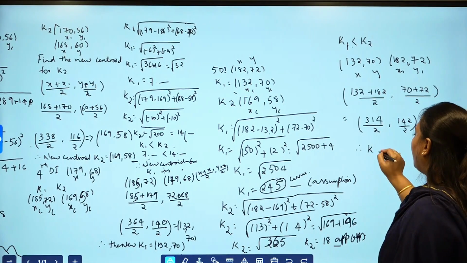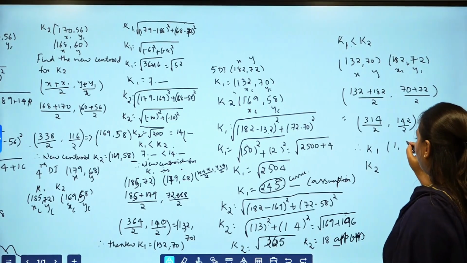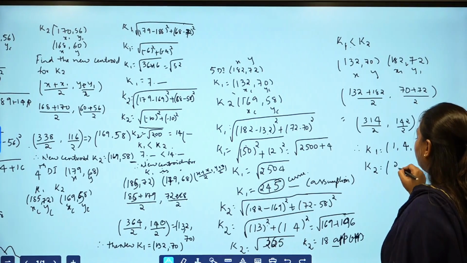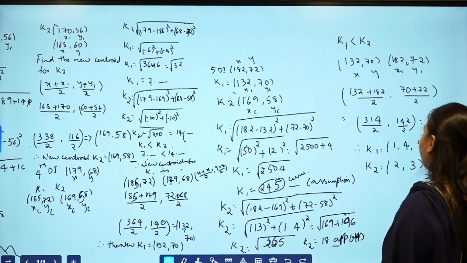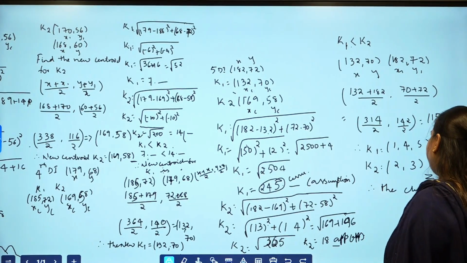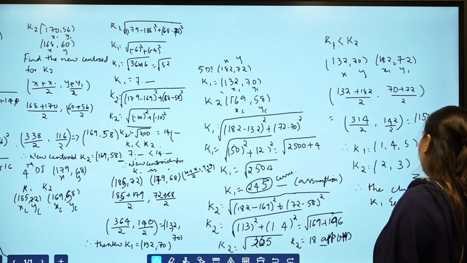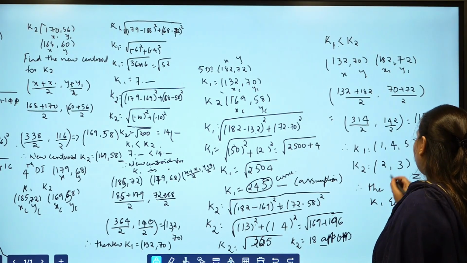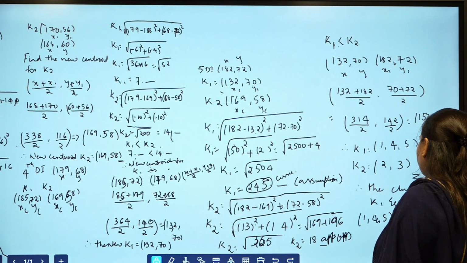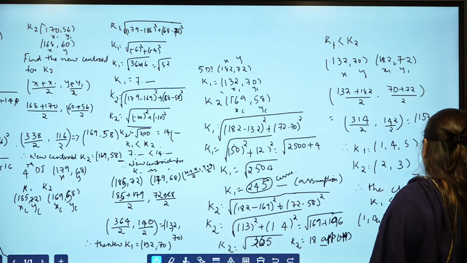Therefore now what do you have in K1? What do you have in K2? In K1 you have 1, 4, 5. In K2 what are the data items you have? You have 2 and 3. This is your final result. Therefore the two clusters are K1 and K2. So in K1 you have 1, 4, 5 as the data items. In K2 you have 2 and 3 as the data items.